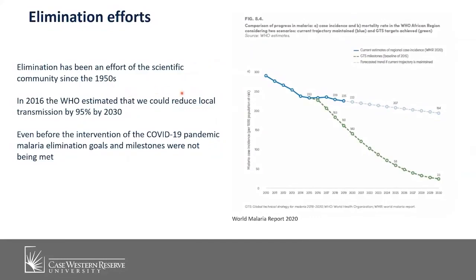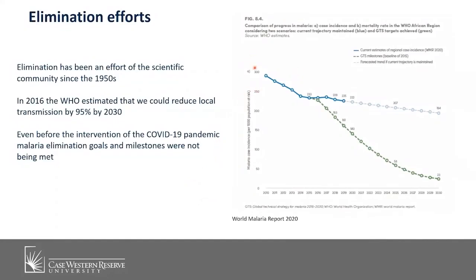One of the really big pillars of elimination currently happened in 2016 when the WHO estimated that we could reduce all local transmission by 95% by the year of 2030, which is all the way over here in this graph, which I'm going to explain in just a second. Now, in this 2016 assertion, they gave us quite a few milestones to hit so that we know we're actually on track, which brings us over here.